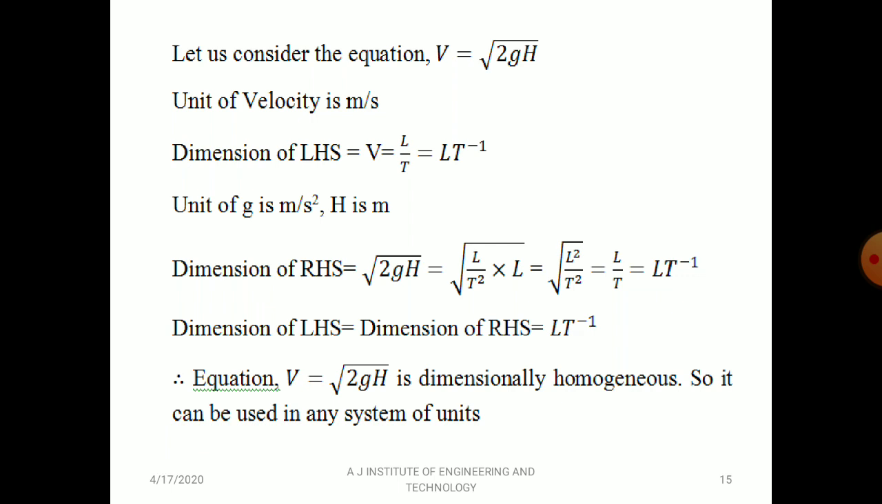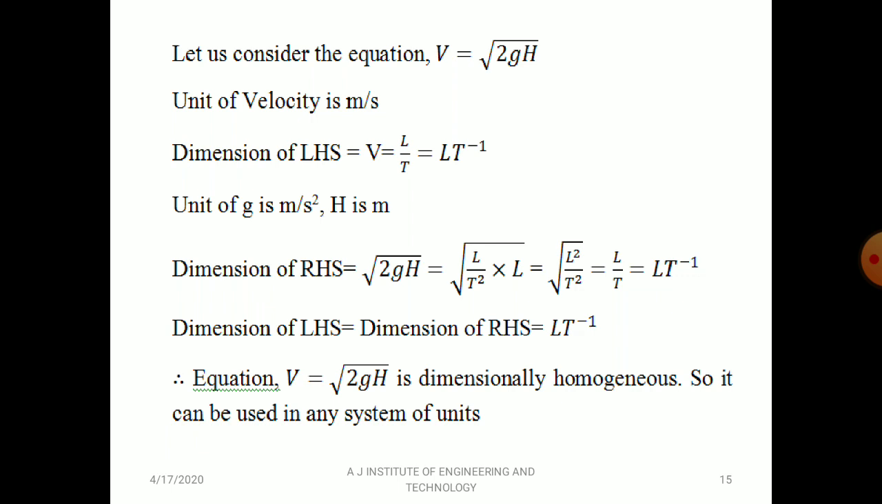So 2 is anyhow a constant. The dimension of g is meter per second square as the unit. So L by T square into h, which is measured in meter, so the dimension becomes L. So L by T square into L, so that is equal to square root of L square divided by T square, that is equal to L by T.